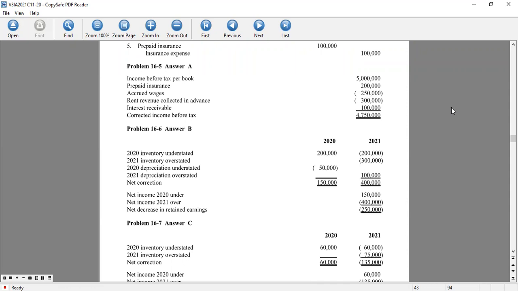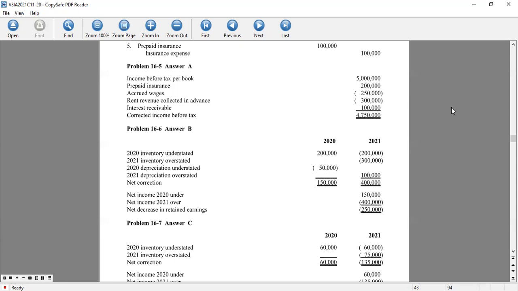2021, depreciation was understated. So the answer is B, and for number 20, we have the amounts in 16.6. The answer is B for 150,000, our net correction. So the net decrease in retained earnings is 250,000. That's letter B.